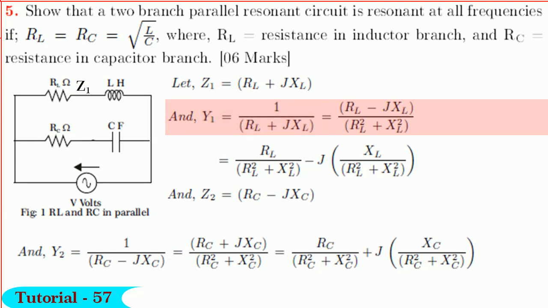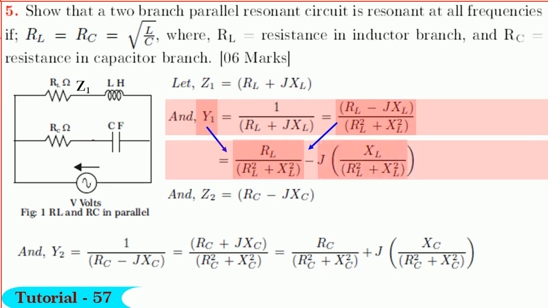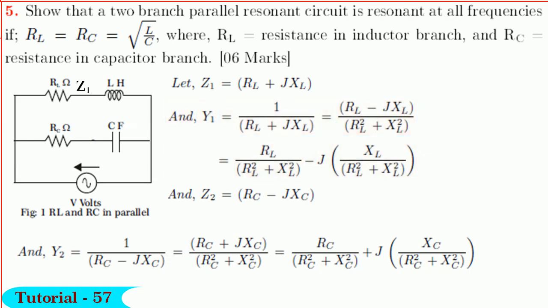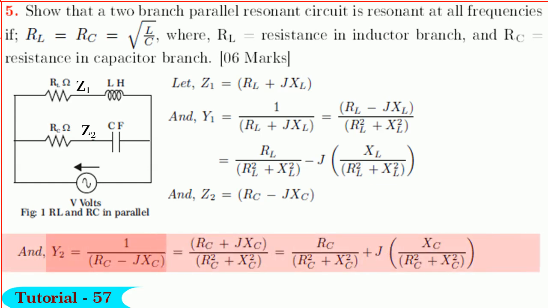By rationalizing and separating real and imaginary part, we get Y1 is equal to RL divided by RL square plus XL square minus j into bracket XL divided by RL square plus XL square. Similarly, Z2 is equal to RC minus jXC and Y2 is equal to 1 divided by RC minus jXC. By rationalizing and separating the real and imaginary part, we get Y2 is equal to RC divided by RC square plus XC square plus j into bracket XC divided by RC square plus XC square.